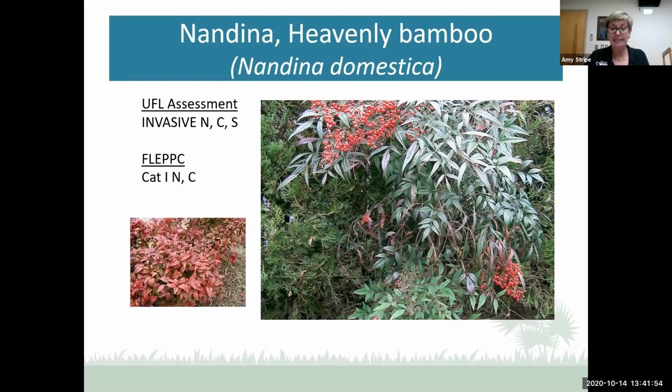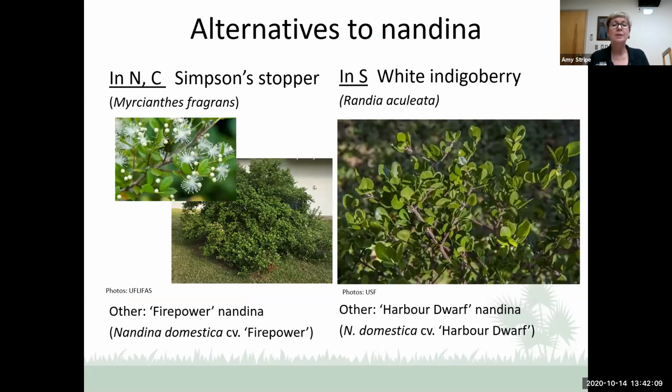It can take full or part sun. There are numerous cultivars out there, so if you're buying Nandina domestica, take care to make sure you know what you're buying. So basically, let's do a substitute instead. In north and central Florida, the native Simpson's stopper, Myrcianthes fragrans, has similar cultural conditions, beautiful little white blossoms, and is a great pollinator plant. In my yard, the raccoons love those berries, which is a double-edged sword. We won't go there.